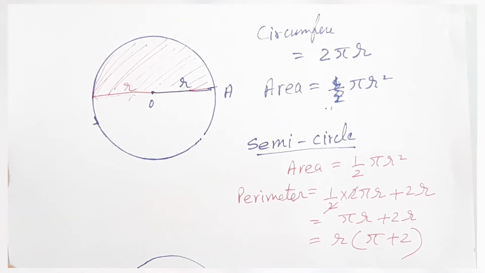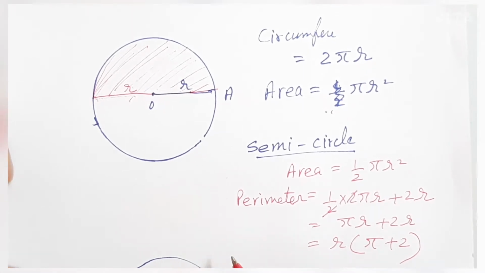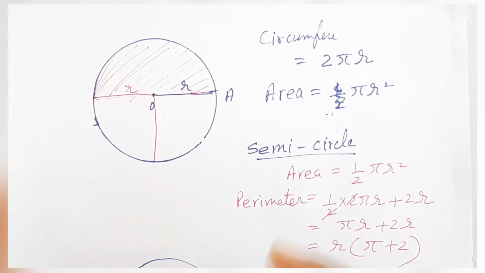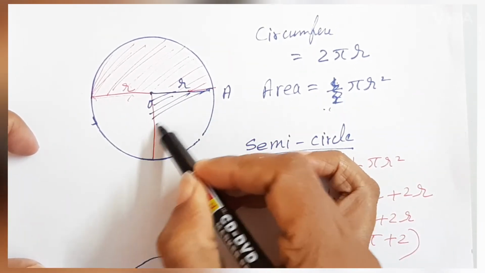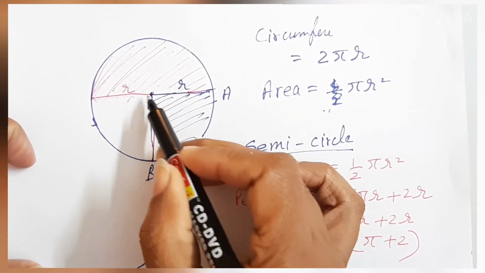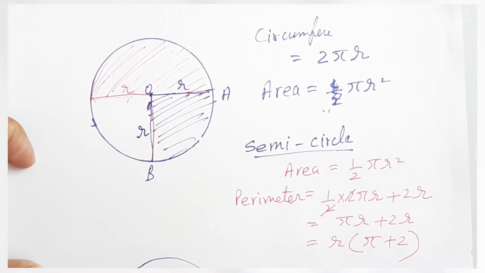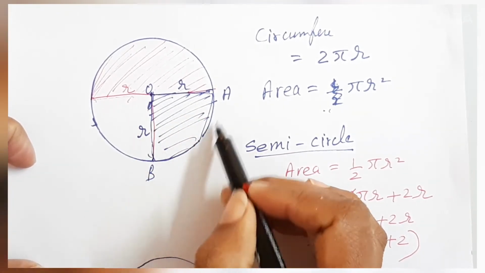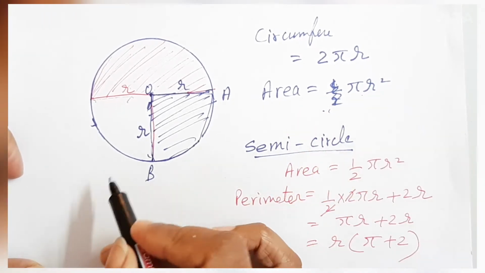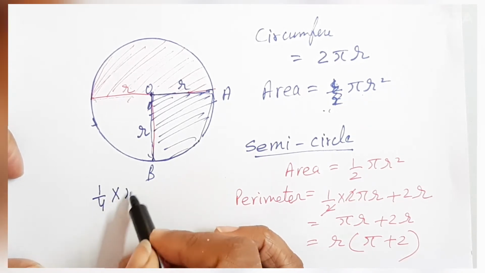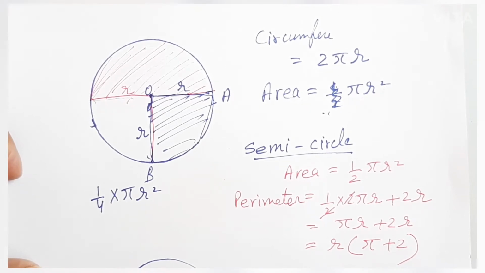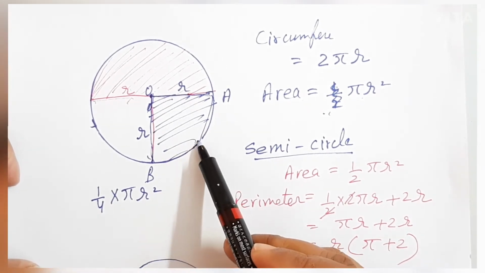Clear? Now students, in the same diagram, if I say what is the area of a quadrant. See, this is now your quadrant. Now here OB is also R, that is the radius. So what is the area of this quadrant? You know that area of circle is pi r square. So area of quadrant will be 1 upon 4 into pi r square. Clear? So what will be its perimeter?